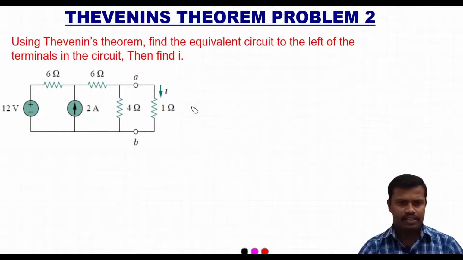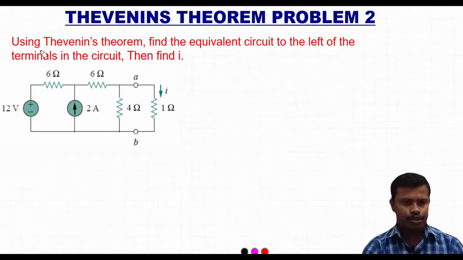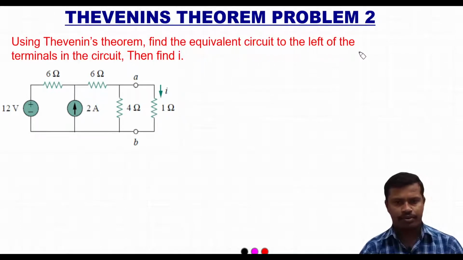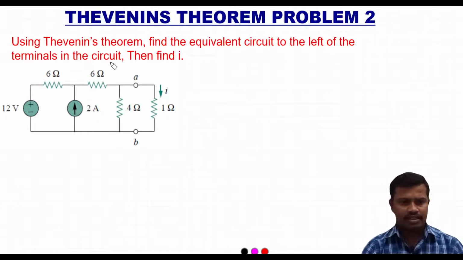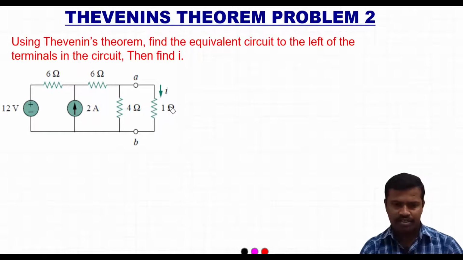In this video we will see how to solve the circuit using Thevenin's theorem. Further we have taken a problem. The given problem is: using Thevenin's theorem, find the equivalent circuit to the left of the terminals in the circuit, then find I. In this circuit the requirement is we need to draw the Thevenin's equivalent circuit to the left hand side of these terminals A and B. Then we need to connect back this 1 ohm resistor with that equivalent circuit. Then we need to find out the value of I.